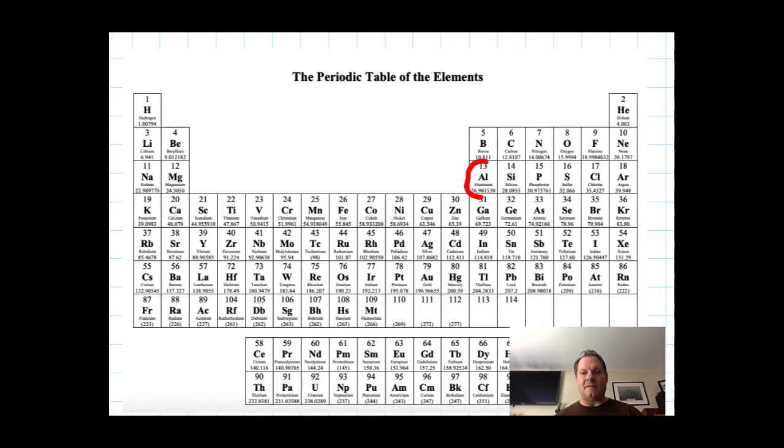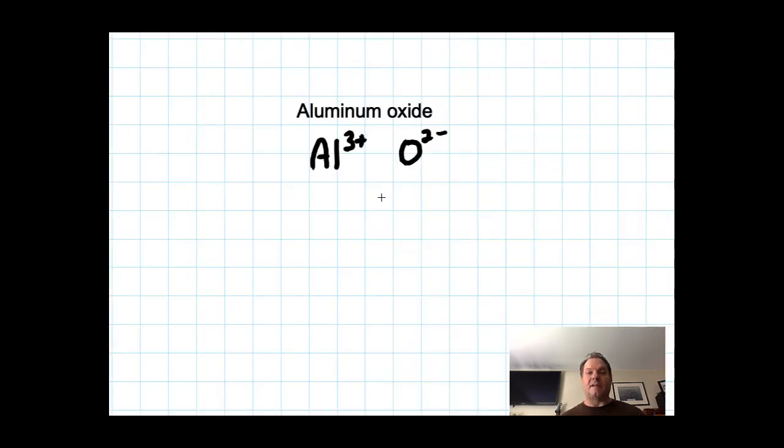Our aluminum is over here, where it would be acting as a +3 ion. Our oxide is here, acting as a -2 ion. So a +3 and a -2 have the least common multiple of 6. So how many aluminums would I need to be at +6? The answer is 2. How many oxides would I need to reach -6? 3. So my formula of aluminum oxide, Al2O3. I have as much positive charge as I have negative charge.